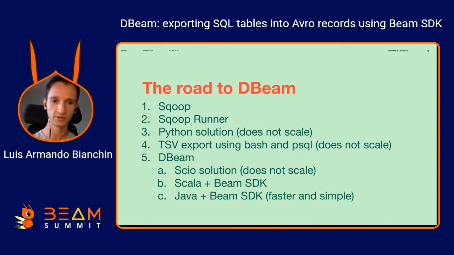And then when we started building DBeam, we first implemented it in Scio. That's our Scala DSL on top of Beam SDK. Then we ended up writing Scala and Beam SDK, and later we turned it into just Java and Beam SDK, which was just faster and simpler to maintain.